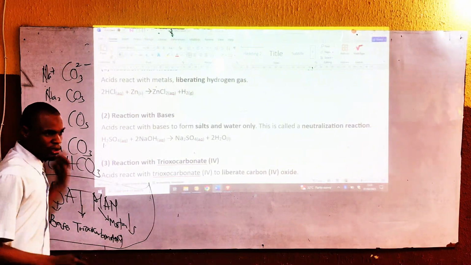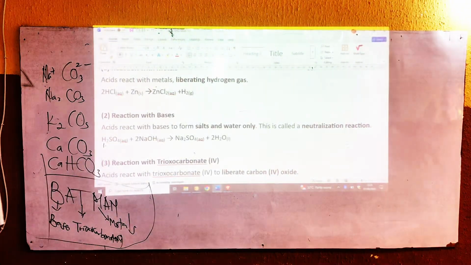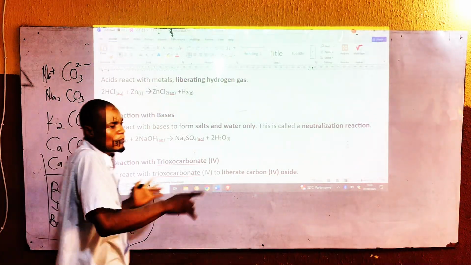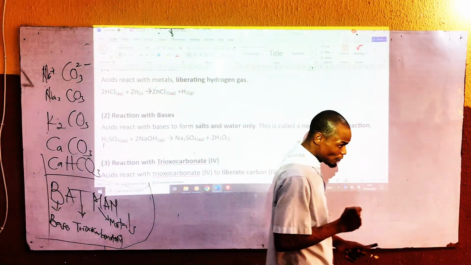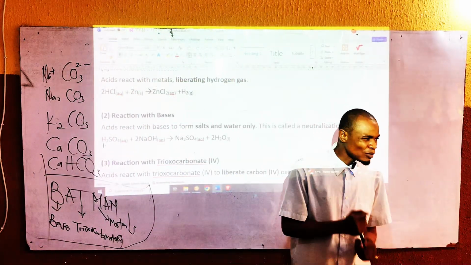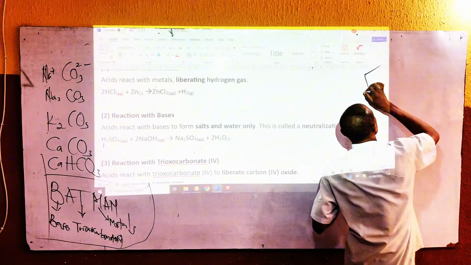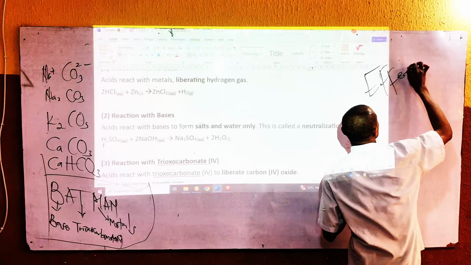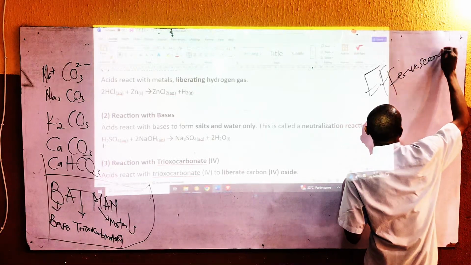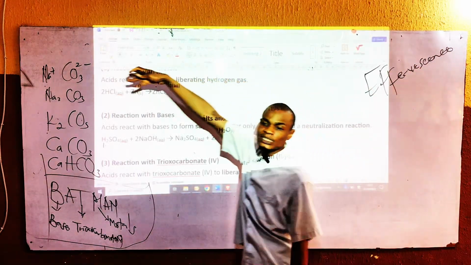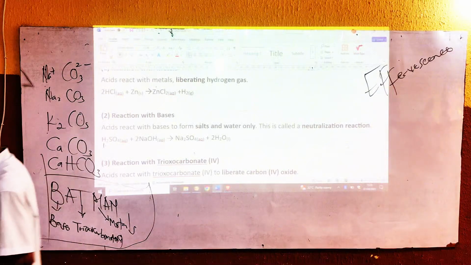So therefore, as you react it with acid, you get salt, water and what? Evolution of what? Carbon dioxide gas. And the evolution of gas when acid reacts with what? Metal.